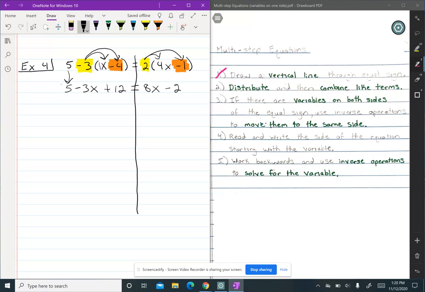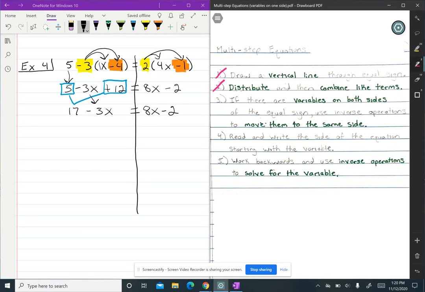Now we have to look if we can combine like terms. So on the left side of our equal sign, we can combine 5 with +12, and this will give us 17. And then -3x just drops down. On the right-hand side, 8x minus 2, those are not like terms, so I cannot combine those.